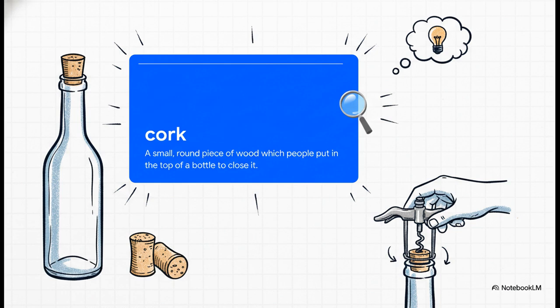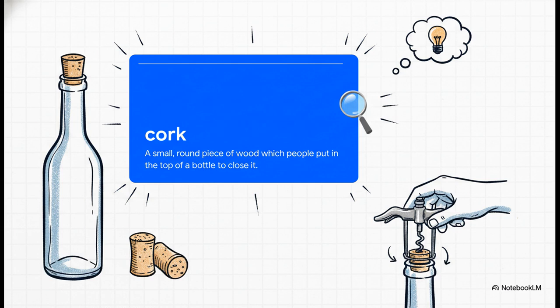All right, so first things first, let's look at the basic definition from the Simple English Wiktionary. A cork, it's a thing, a small round piece of wood for a bottle. It's a countable noun. You've got one cork, two corks. The example they give is perfect. I took the cork out of the wine bottle with a corkscrew.